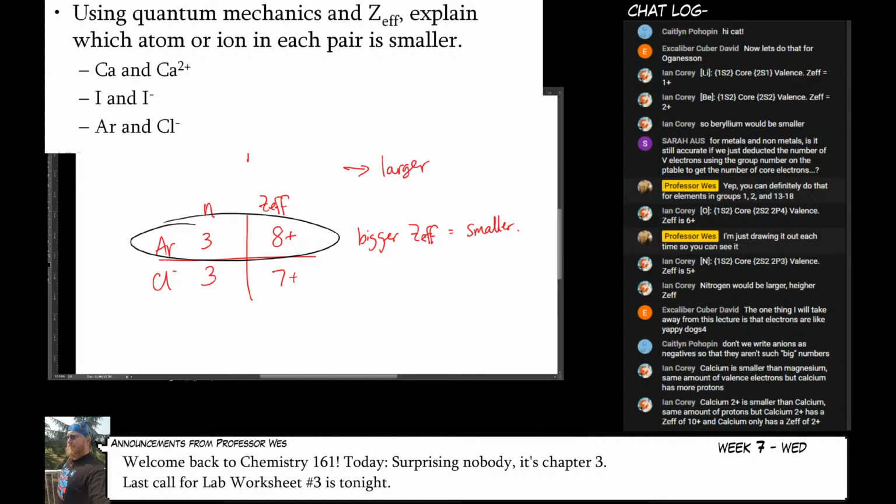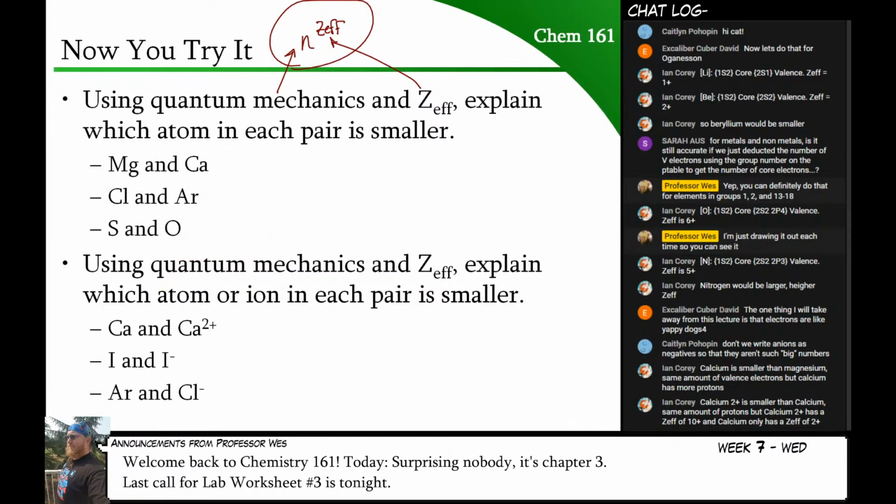Lot to take in there, I realize. But the goal of this whole section that we're doing today, and then a little bit more on Tuesday, is that the 2 things that we care about are how far away the electrons are, which is N, that's the radius part of the Coulomb's law equation, and then Z effective. What is the effective nuclear charge that the electrons feel? That's the Q part. Any questions, let me know.